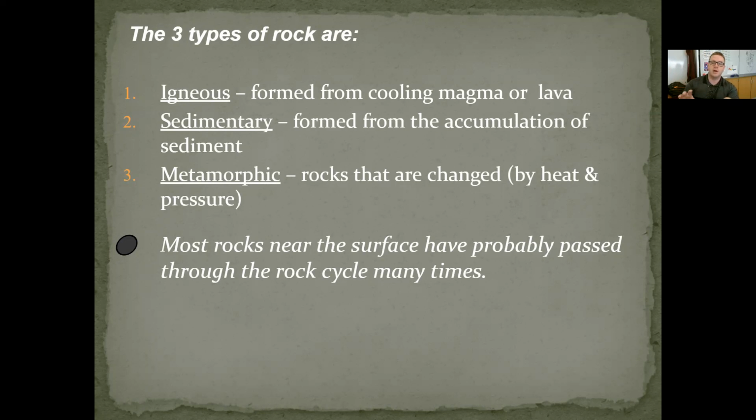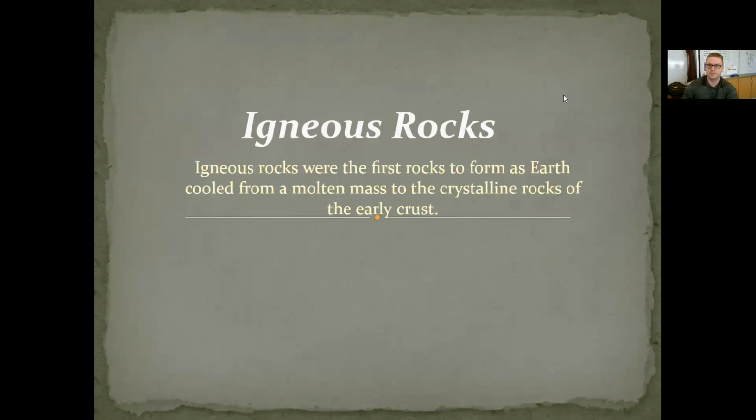Because of how we classify these three different types of rocks, most of the rocks at the surface have probably gone through this cycle many, many times. This is why we don't have many rocks from way back when the earth was formed 4.5 billion years ago. There are very few of those rocks remaining on the surface because of the rock cycle, and because the rocks are going through all the different avenues and paths that they're going to take.